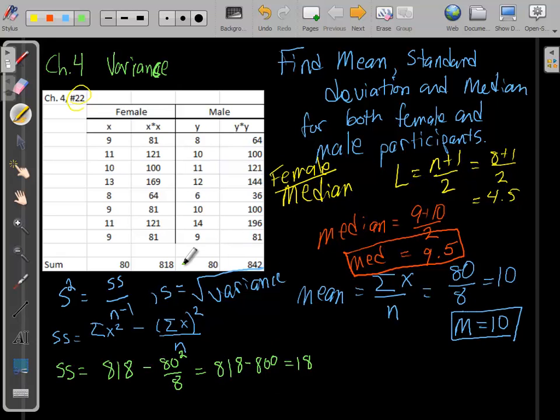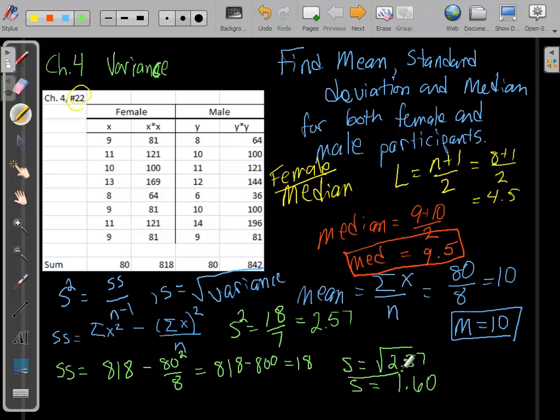Alright, so our variance s squared is going to be 18 divided by 7, right? One less than the sample size. So 18 divided by 7 gets you something like 2.57, and therefore, if standard deviation is the square root of the variance, our value for s is going to be the square root of 2.57, which is 1.60. That's our standard deviation.